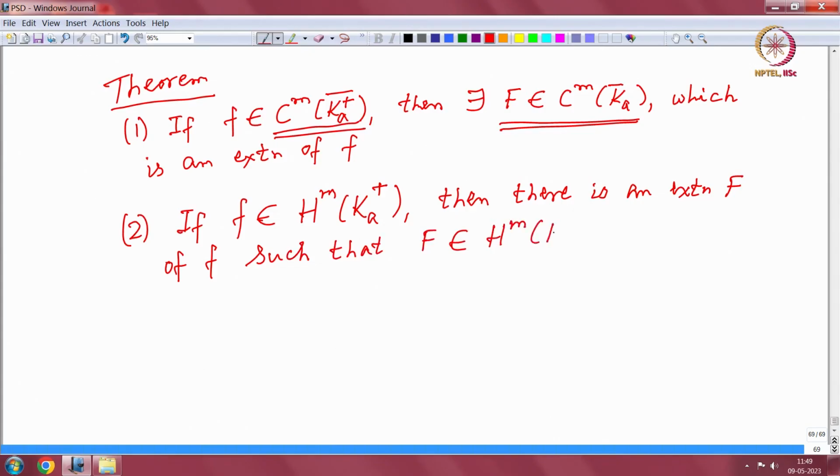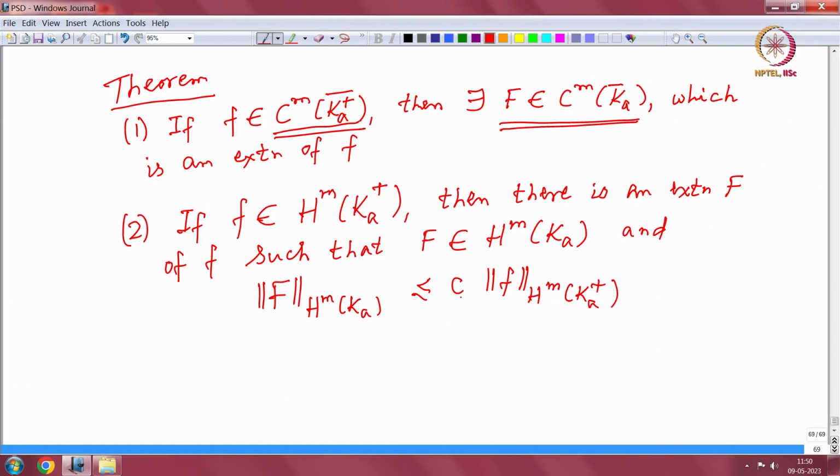H^m of Ω, and so this is more important for us in the analysis of PDE. So, this norm is still controlled by a constant times the norm of f. Of course, the constant C does not depend on f. Okay. So, that is more important for us.